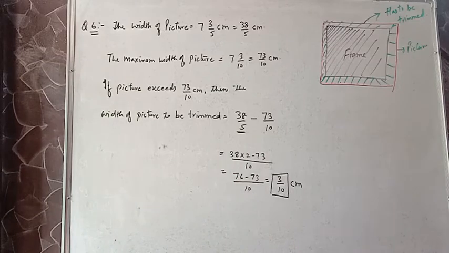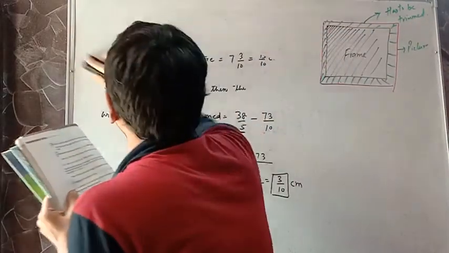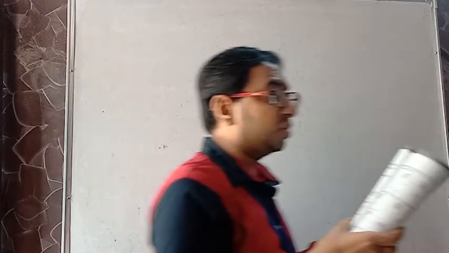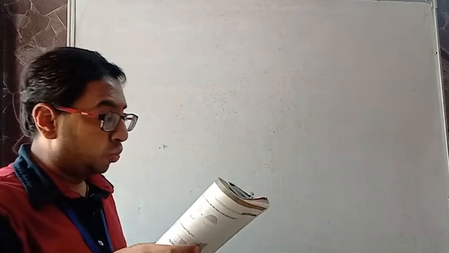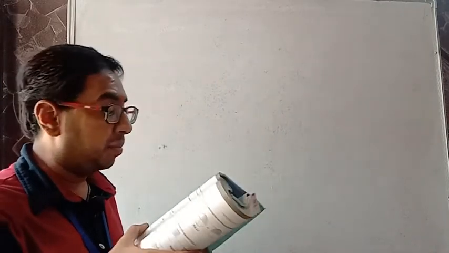Question is question number 7. Easy part, easy to do. Question number 7. Ritu ate 3 by 5 part of an apple and the remaining apple was eaten by her brother Somu. How much part of the apple did Somu eat? Who had the larger share? By how much? This is the homework I want to give you.